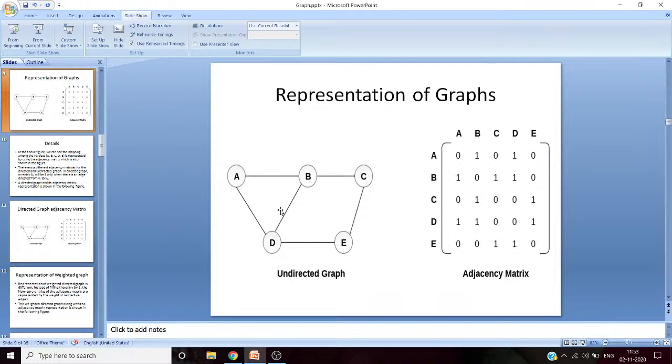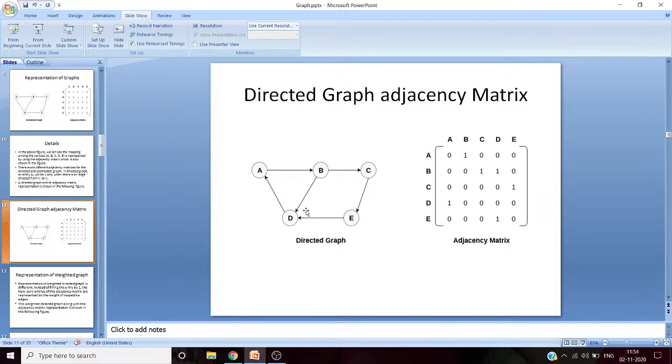In the case of an undirected graph, if there is an edge between A and B, we have to consider there is an edge between B and A also, because we can traverse in both ways. But if it's a directed graph, like this, if there is an edge between A and B, it is not necessary that we put an edge between B and A, because there is no direct edge between B and A. So for A and B it is 1, but for B and A it is 0. Clear?